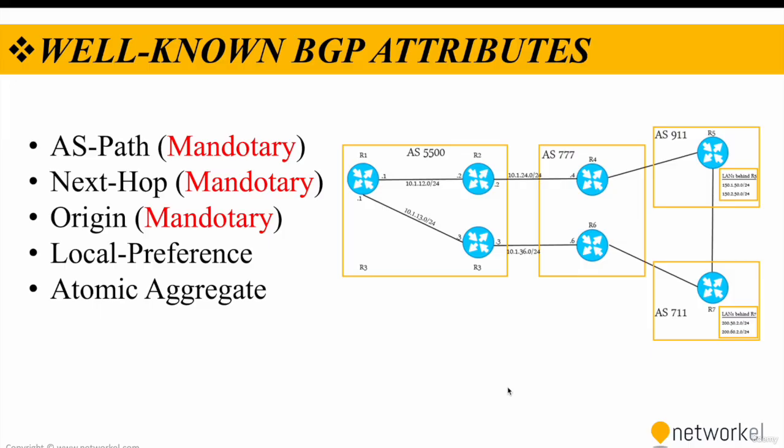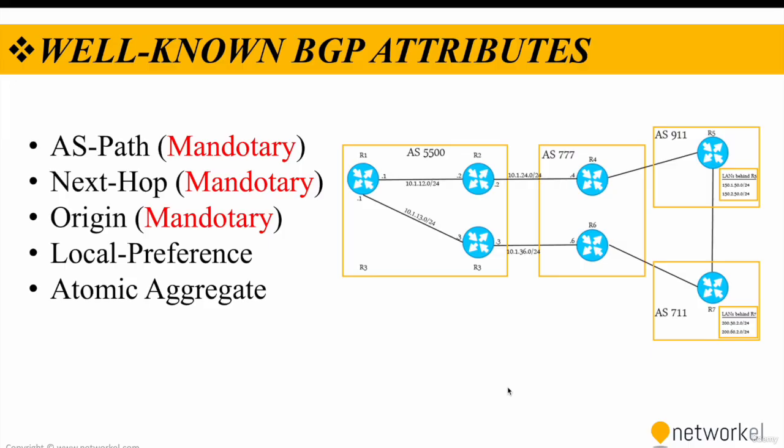The second feature, which is mandatory, is next hop. That is the IP address of the next router in path to reach a particular network prefix, and it is used to direct traffic to the correct next hop router. So it is crucial for routing packets to their destination.